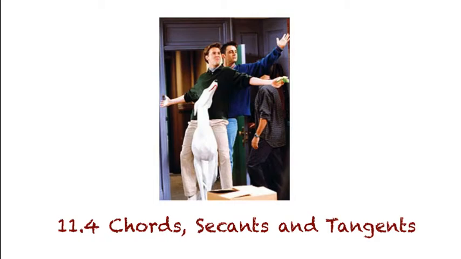We're looking at section 11.4, chords, secants and tangents, the last section for circles. I'm going to start you off with a little contest, trivia, shall we say.